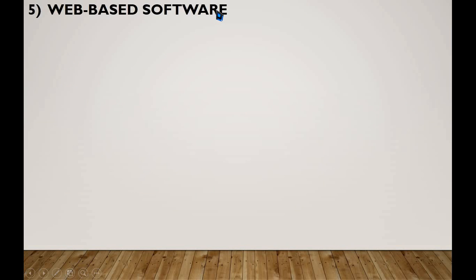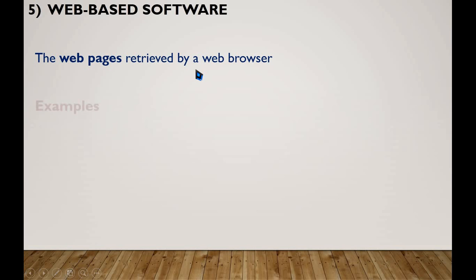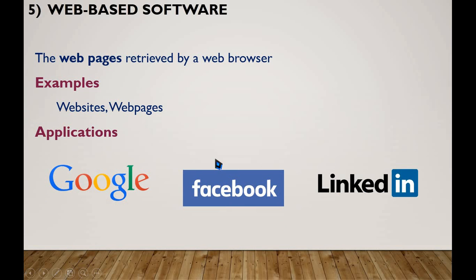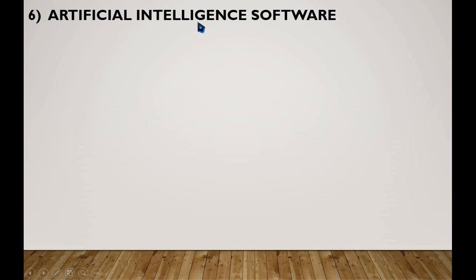Next is web-based software. That is software which runs only and only through the web. So that will be known as web software. Web pages retrieved by a web browser, or we can say an application, that is web-based software. Google, Facebook, LinkedIn, these are all examples of web-based software.